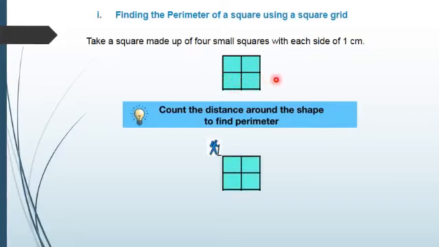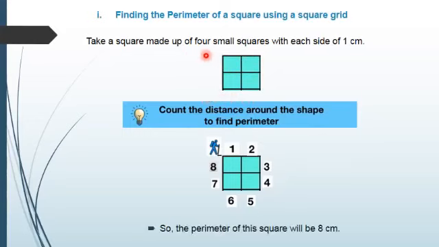If we imagine we are walking around the outside of the shape, we will walk 1, 2, 3, 4, 5, 6, 7, 8 spaces. So, it took us 8 spaces to move around the outside of this square. So, the perimeter of this shape will be 8 centimeters.